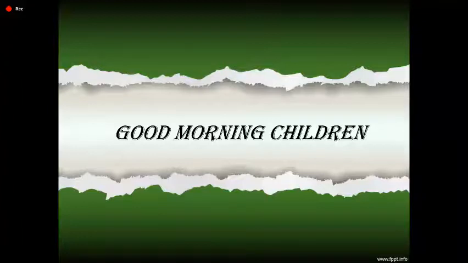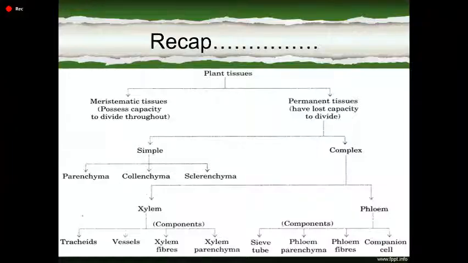Today, before we go into our new session on complex permanent tissues, let's have a recap. The slide showing here is the division of plant tissues as meristematic and permanent. The meristematic tissues are the ones which are dividing, and those which have lost the power of division are classified as permanent tissues, which are further made up of two kinds, the simple as well as complex.